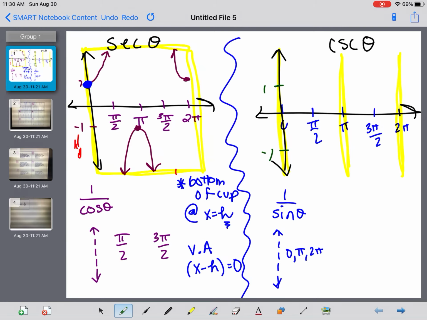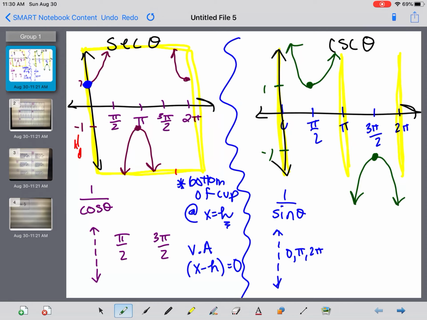And the minimum is at -1. So cosecant is going to have the bottom of that cup at pi over 2, and it's going to go up towards those vertical asymptotes. And then 3 pi over 2 is going to be the top of the cup. The maximum of the cup is going to be the minimum of the sine function. So that's going to be right there.